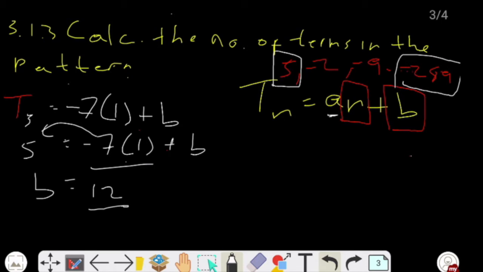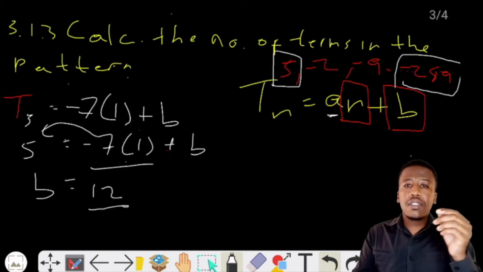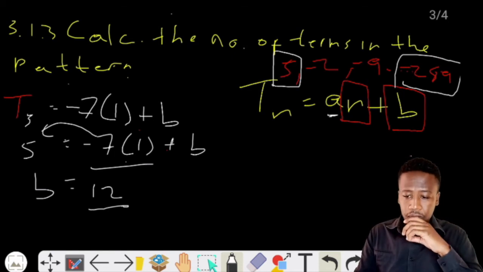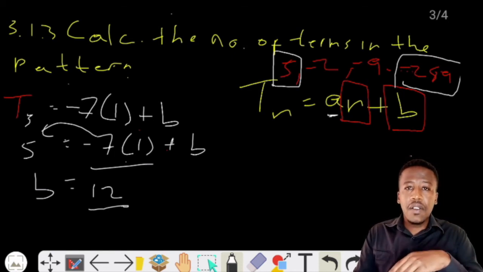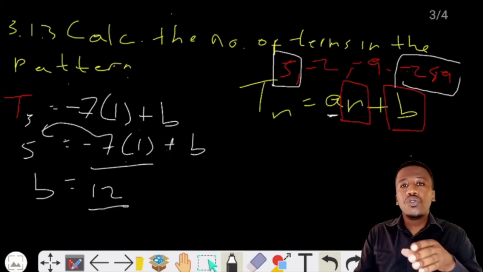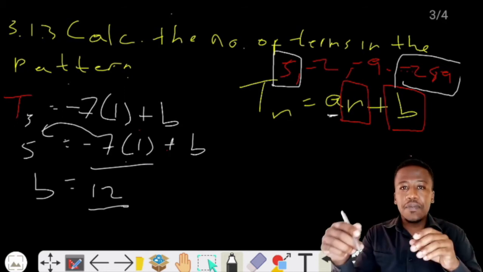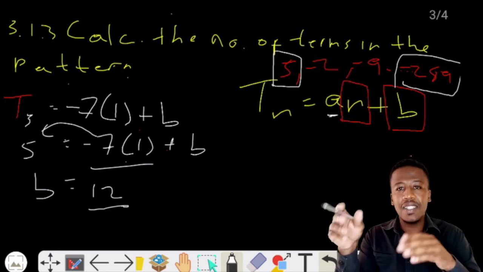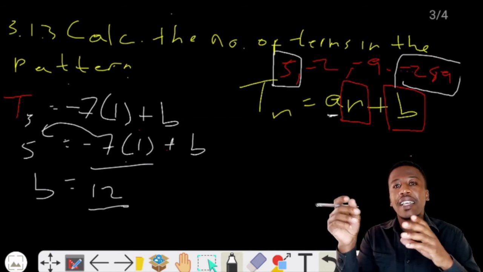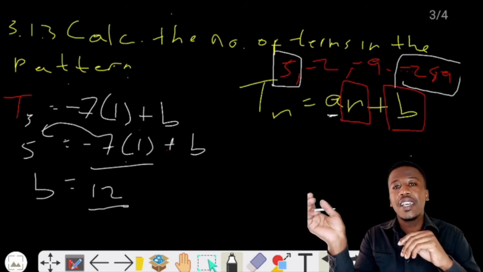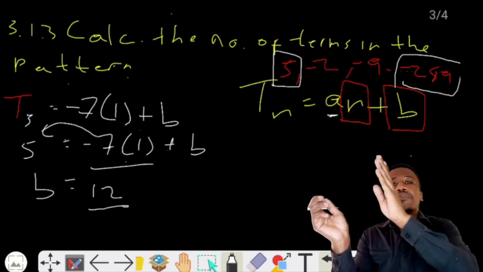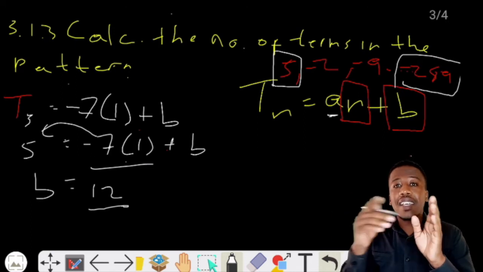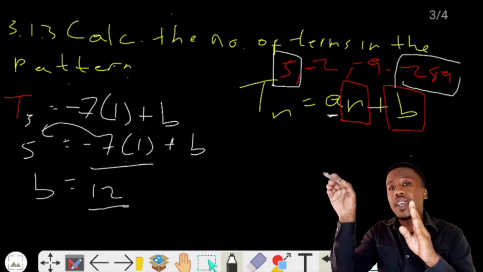Now, let's say you don't have a formula for whatever reason. In a normal way, since you have your common difference, you would just add -7, -7, -7 again until you get to 289, and then add those terms separately and check and count them. Actually, how many terms do I have?